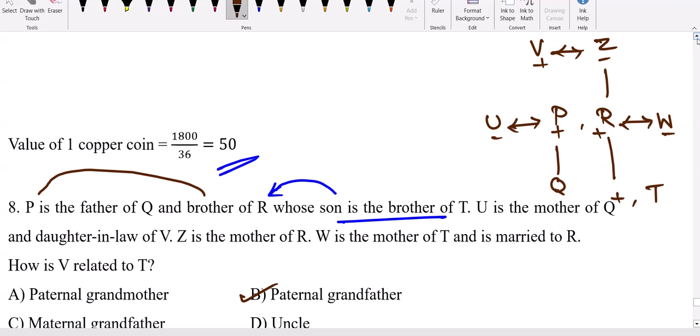How is Z related to T? Z related to T. Paternal grandmother, father's mother.